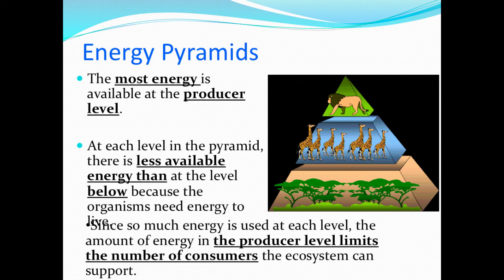And since so much energy is used at each level, the amount of energy in the producer level limits the number of consumers. That is why you do not have near as many lions as you have giraffes in this pyramid, and you don't have as many giraffes as you have producers. The higher you go in the food chain, the fewer the numbers, because they require more energy to sustain their life.